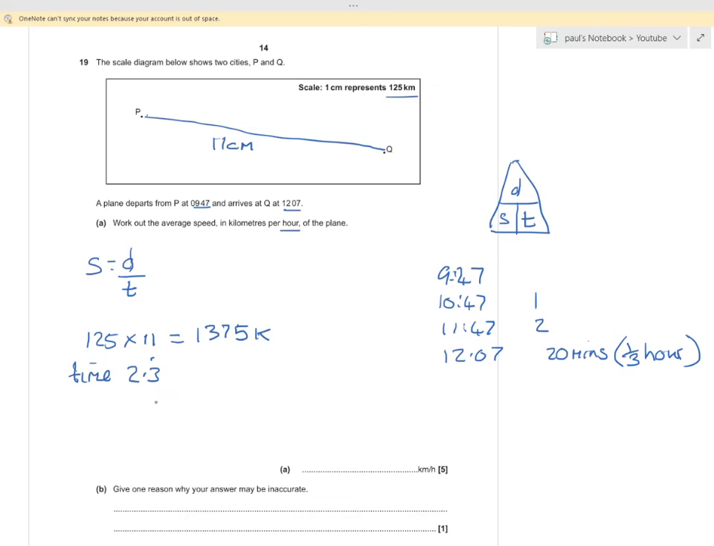So the time now is 2.3 recurring. So the speed is going to be 1375 divided by 2.3 recurring. So 1375 divided by 2, I'm just going to put a load of threes in the calculator there. Equals 589.28 kilometres an hour. Am I about right? I don't know.